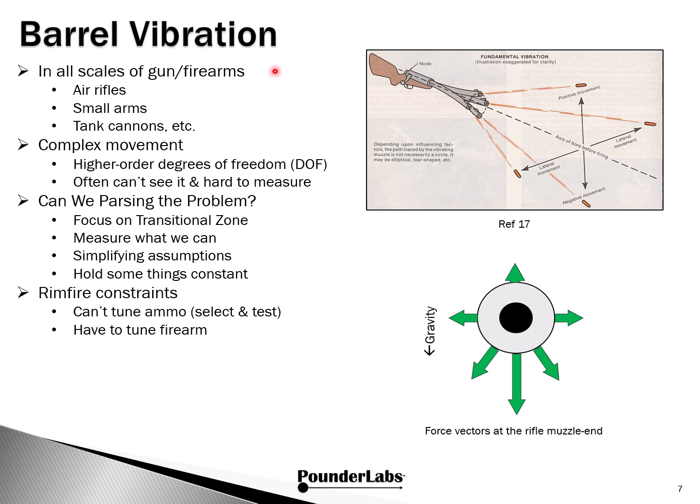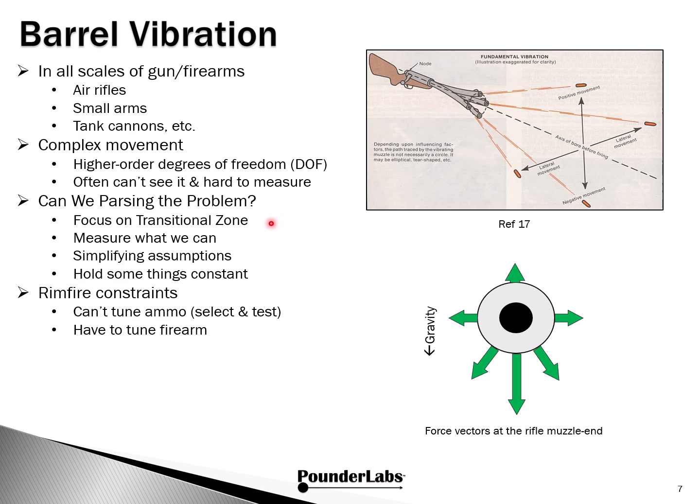Barrel vibration is common in all scales of guns and firearms: air rifles, small arms, tank cannons, and so forth. It can be a complex movement, creating what we call a high degree of freedom model, and it's often hard to see and hard to measure. You can see from this vintage diagram everything that's involved once the bullet starts to leave the bore. So can we parse this problem down a little bit?